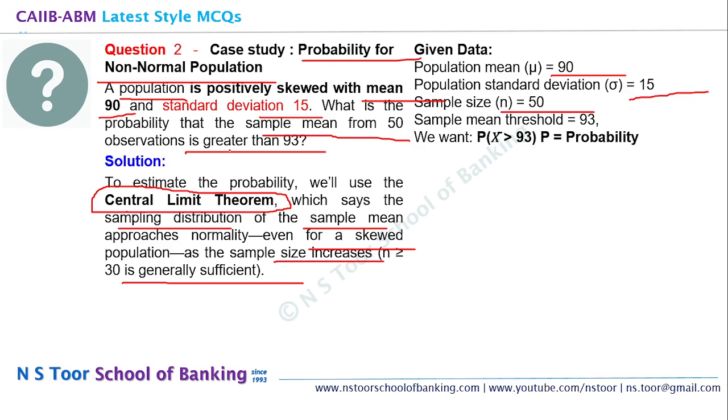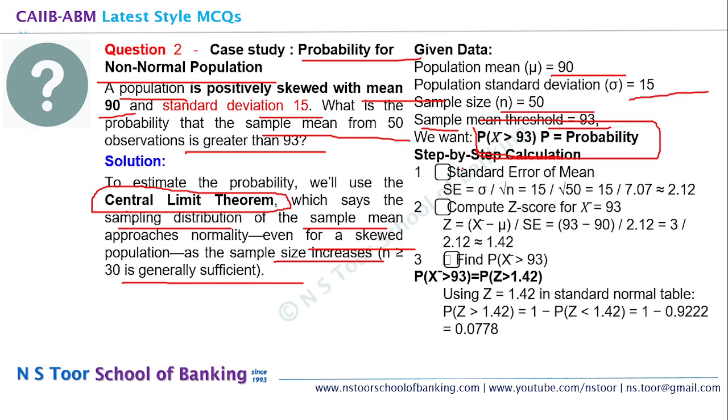And sample mean threshold. How much is the sample mean threshold? How much should it be at least? 93. So that is the sample mean threshold. So what do we need? We have to find the probability. P is the probability. X is our assumption. X should be more than 93. That we have to find out. So what we are trying to trace is that P, the probability, is more than 93.